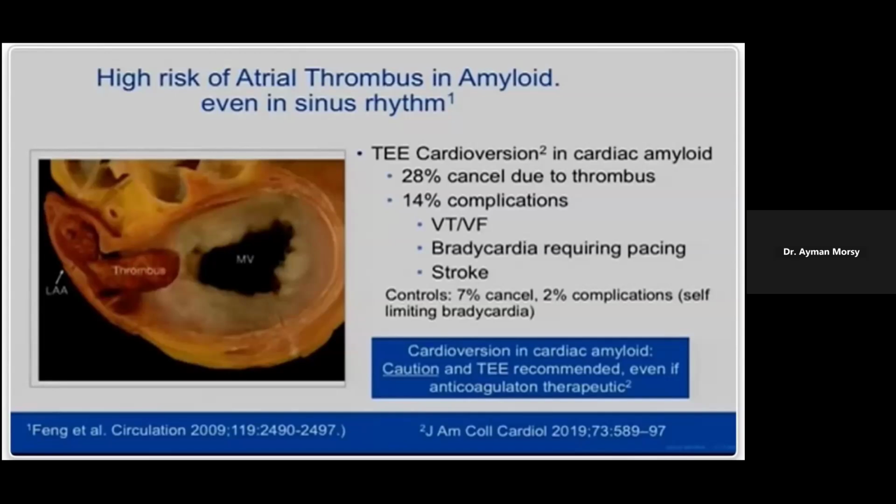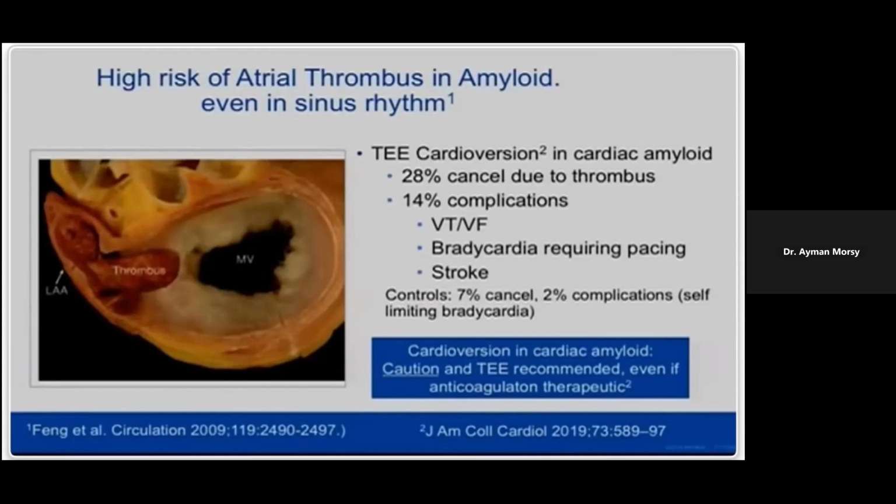Please be careful about cardioversion in cardiac amyloid patients. I can say very openly from our experience in our patients, 28% were cancelled due to thrombosis, even patients in sinus rhythm. And 14% had a lot of complications if you do cardioversion, especially VT/VF. So cardioversion in cardiac amyloid patients should be approached cautiously, and TEE is recommended even if the patient is on anticoagulation therapy and even if the patient is in sinus rhythm.